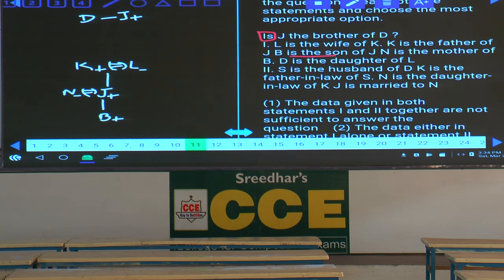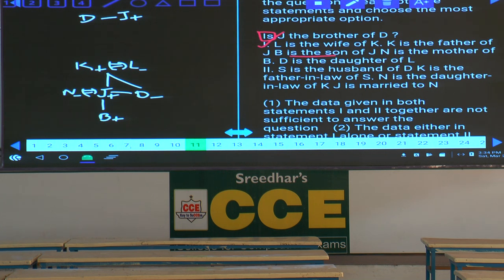D is the daughter of L. Information clearly given. Then how is J related to D? J and D are siblings to each other. J is the brother of D. Hence one alone is sufficient. With the help of condition number 1, we are getting that J is the brother of D.